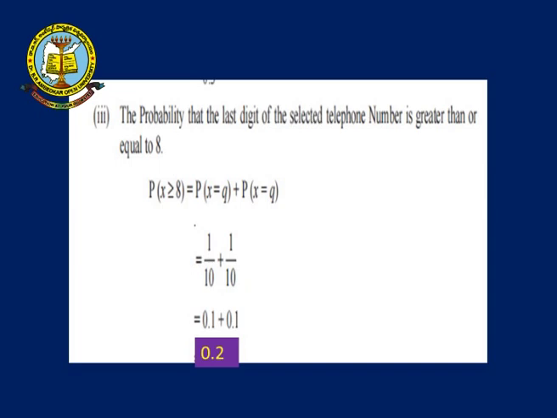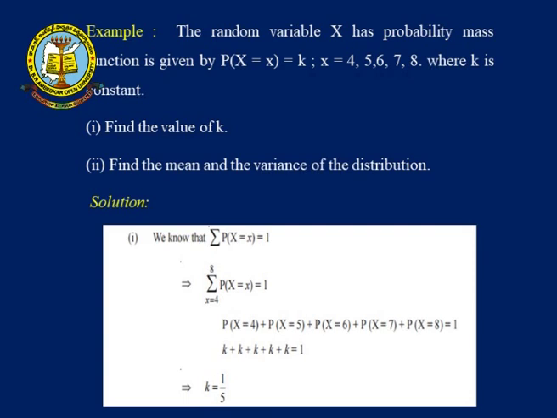Then we can write 1 by 10. The probability of getting all the numbers is an equal chance now. Whether it is 9, 8, 6 or 7, all are equal chance. So instead of the probability of X equal to 8, we write 1 by 10, and for the probability of X equal to 9, we write 1 by 10. 1 by 10 plus 1 by 10 is 2 by 10, so 2 by 10 is 0.2. So the probability that the number is greater than or equal to 8 is 0.2 chance only. Now, I go for one more example problem.